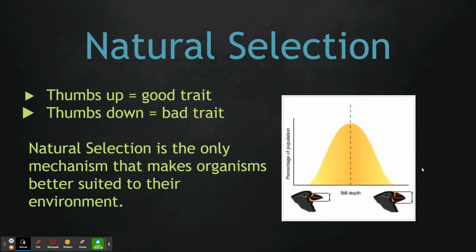So eventually we'll learn to think about natural selection, or remember it, with our thumb. Thumbs up, it's a good trait and you win, you survive, you reproduce. Thumbs down is a bad trait and you're going to die off or become less common.